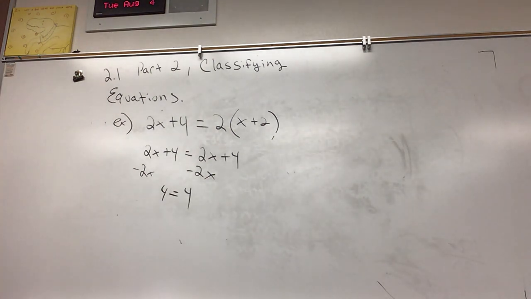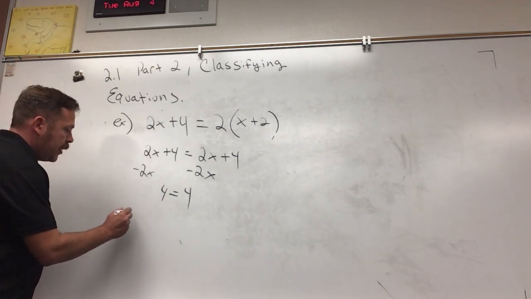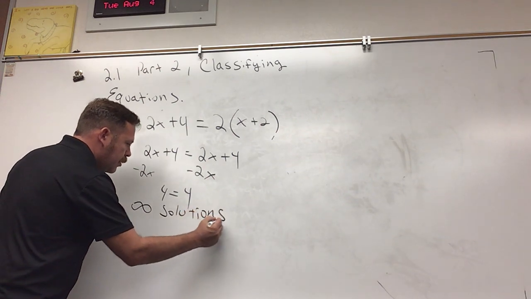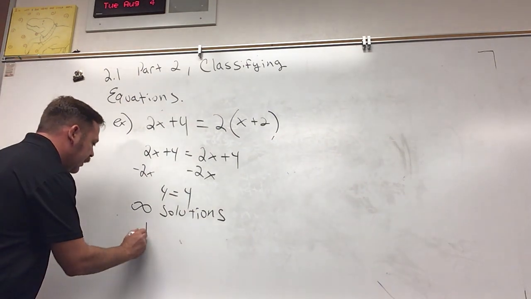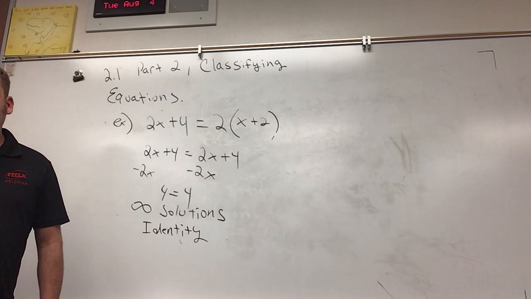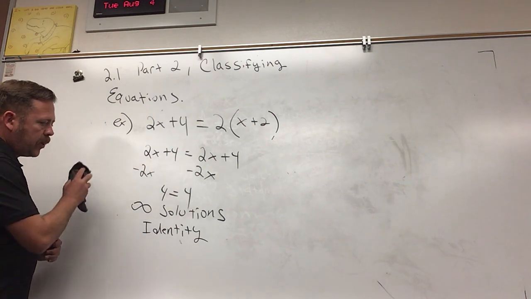All the x's went away again. I can't solve for a particular x. They all went away. But this one's different than the last example because this one is a true statement. And when it ends up being a true statement, there are infinite solutions. Okay? And when there are infinite solutions and it's a true statement, we classify this as an identity. Identity. Okay? All right. What do you think? Okay, moving on. I'm going to erase.